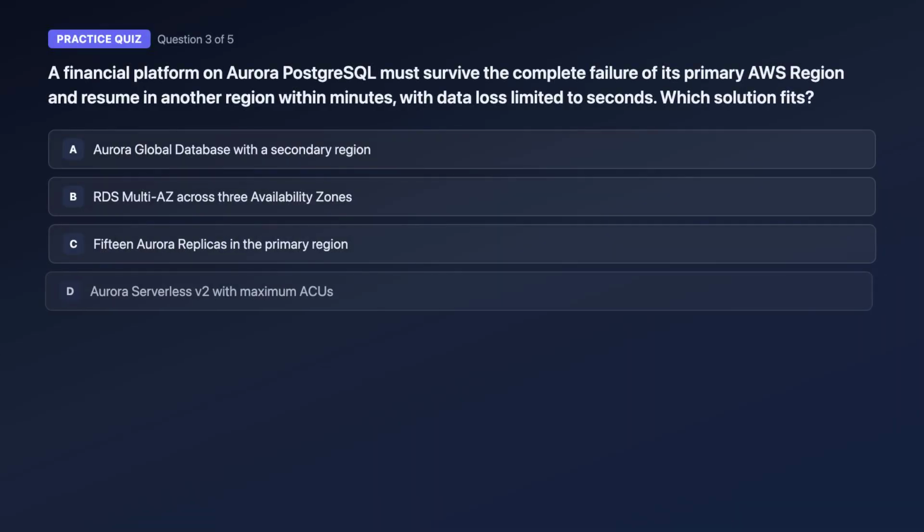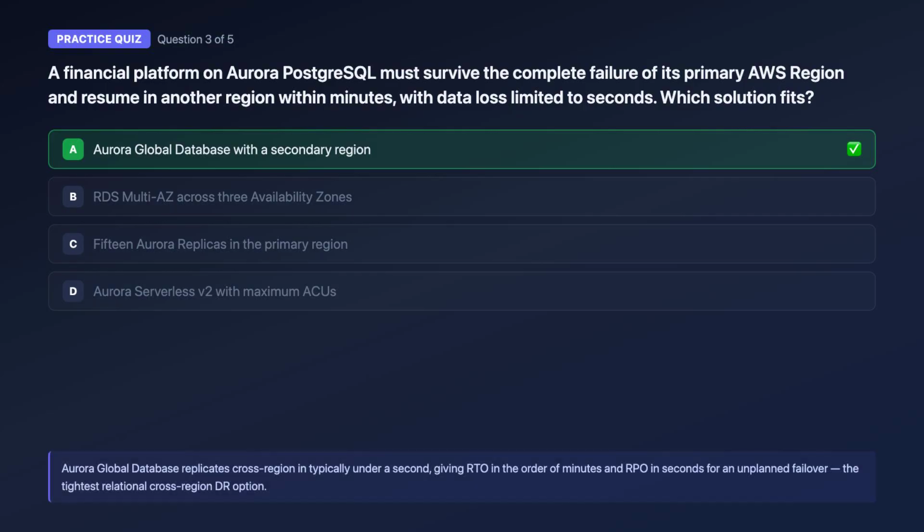Question 3. A financial platform on Aurora PostgreSQL must survive the complete failure of its primary region and resume in another region within minutes, with data loss held to seconds. Which solution fits? A, Aurora Global Database with a secondary region. B, RDS Multi-AZ across 3 zones. C, 15 Aurora replicas in the primary region. Or D, Aurora Serverless v2 with maximum ACUs. Run the keyword rule before you answer.